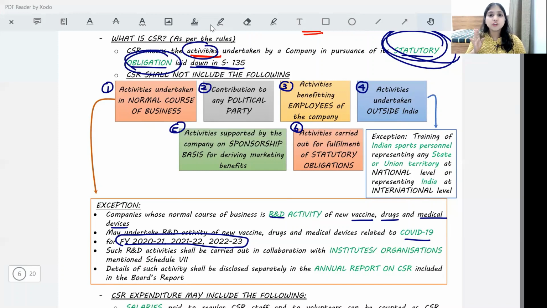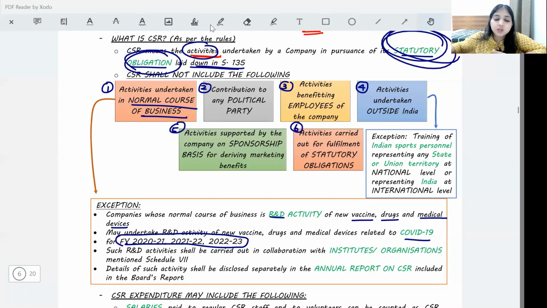It is your ordinary course of business to do R&D relating to vaccines and medicines and all. But even though it is your ordinary course of business to do this research, in spite of that, whatever research and development activity you do in relation to COVID vaccines, COVID medicines and all, even though it is a part of your day-to-day usual business, no problem, we will still consider it as if it is CSR. We will call it a CSR activity, even though it is something that you're doing in the normal course of business. Is this clear?